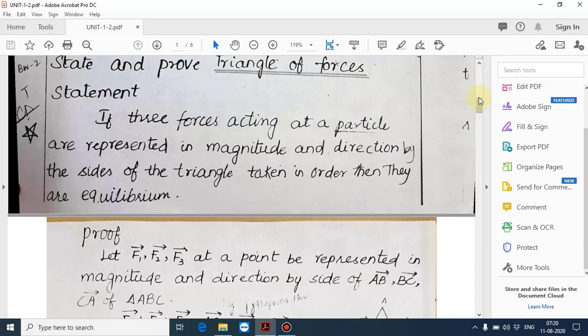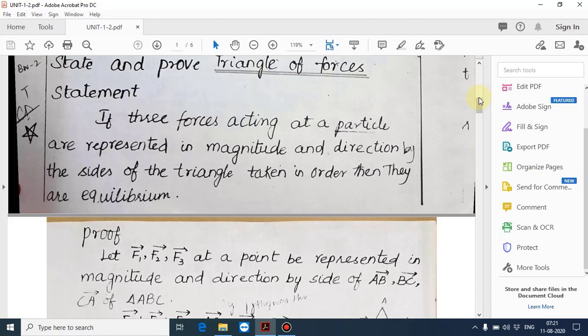Hello students, good morning. In the first class we saw some definitions, Newton's laws, and one theorem we proved, the equilibrium law of force. Now we are going to see one theorem: state and prove the triangle law of force. Girls, every named theorem in statics is very important. You see this triangle law of force.